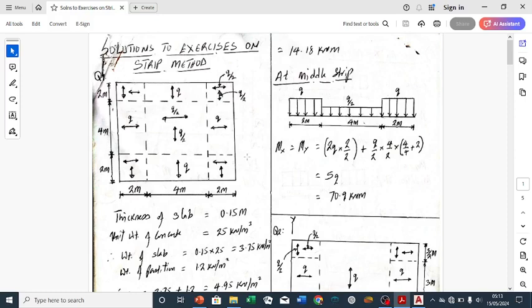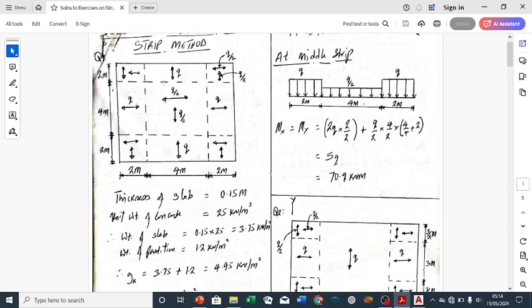Welcome to part 2 of our lesson on the strip method of slab analysis. We are going to begin by solving exercise 1. In the other part, we read the question. So this is a solution to exercise 1.